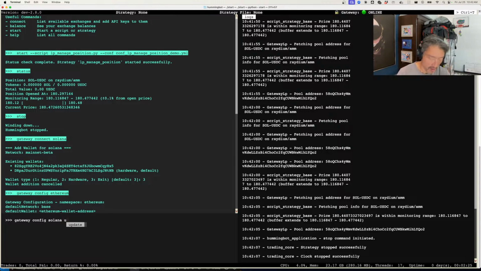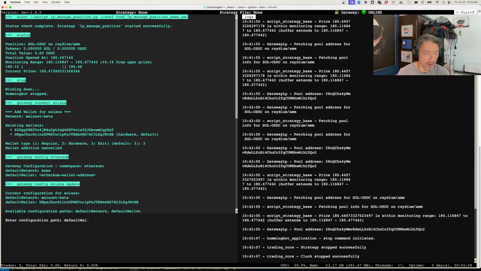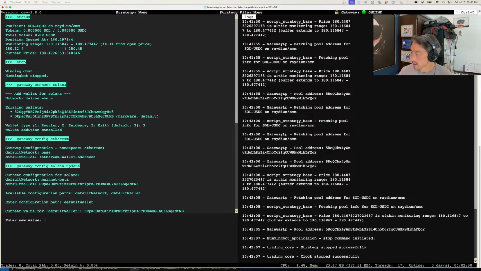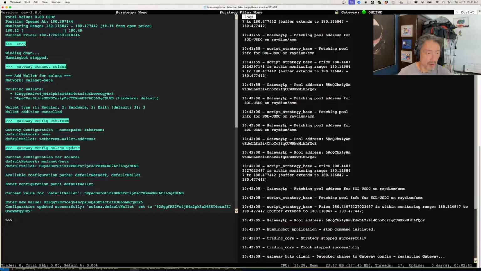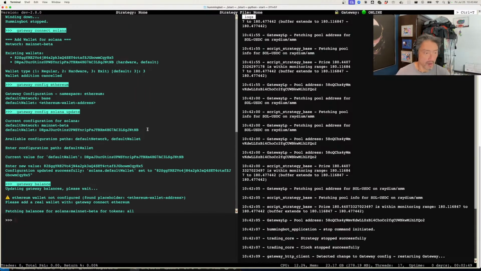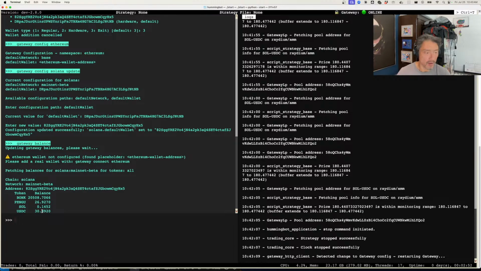Update, and then let me just copy in my dev wallet address here, and then we can use that for the script. So now, let's see, confirm. Okay, yeah, we should still be able to run it. We still have the USDC and the Solana balance in this wallet. So let's go ahead and run that LP script with this wallet, and hopefully that'll work since it's not a hardware wallet.